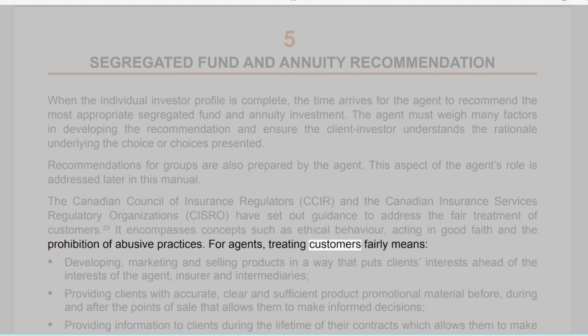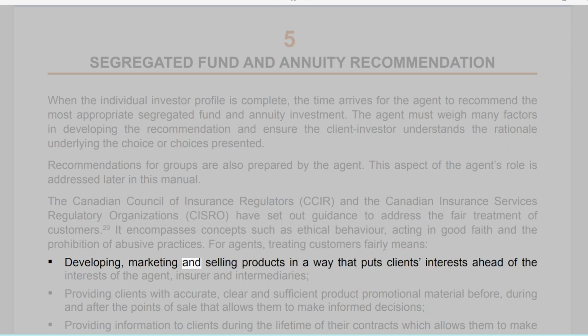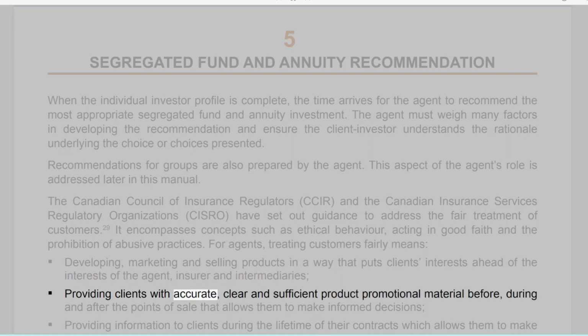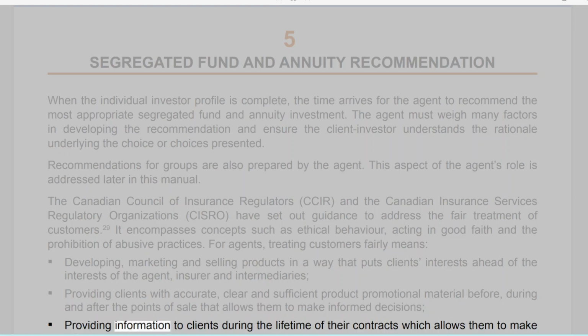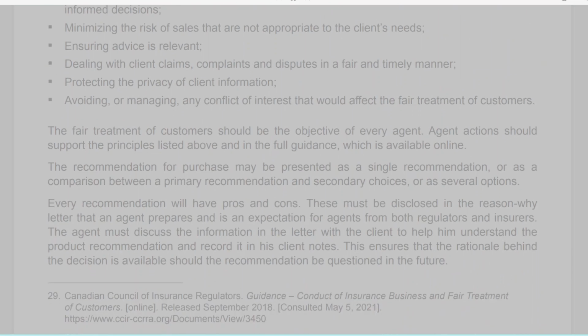For agents, treating customers fairly means developing, marketing and selling products in a way that puts clients' interests ahead of the interests of the agent, insurer, and intermediaries. Providing clients with accurate, clear, and sufficient product promotional material before, during and after the point of sale that allows them to make informed decisions. Providing information to clients during the lifetime of their contracts which allows them to make informed decisions. Minimizing the risk of sales that are not appropriate to the client's needs.